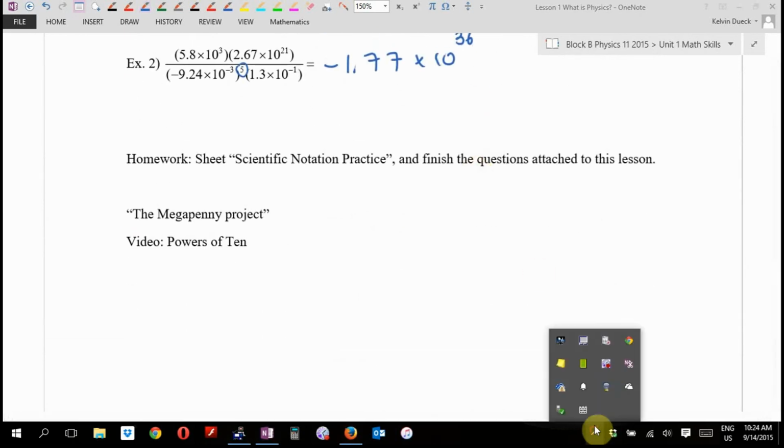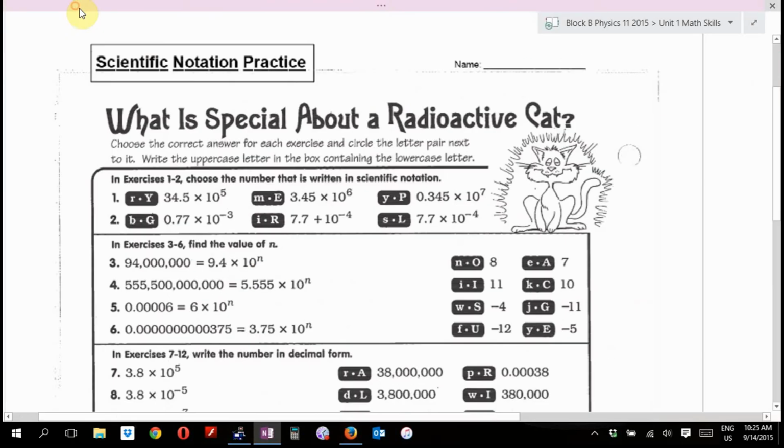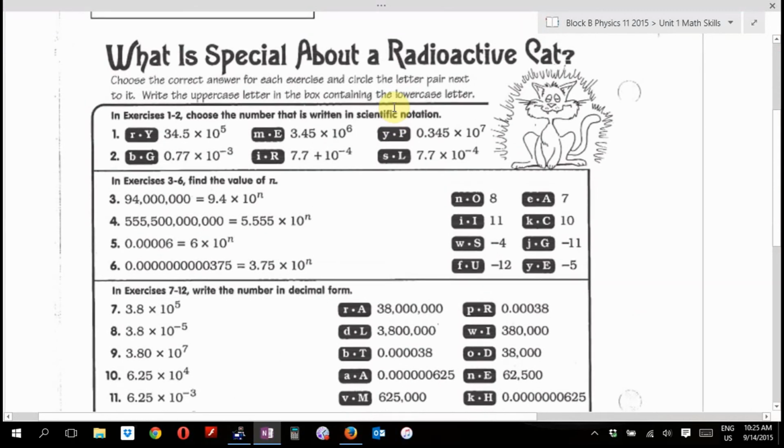I also have one more little sheet. This is called Scientific Notation Practice. What a clever name. You're going to answer a riddle, and the riddle is, what is special about a radioactive cat? So the way it works in exercises 1 to 2, you're going to choose the number that is written in scientific notation. Some of these violate the scientific notation rules. I told you they had to look a certain way. And what it says is choose the correct answer and circle the letter pair next to it. Write the uppercase letter in the box containing the lowercase letter.